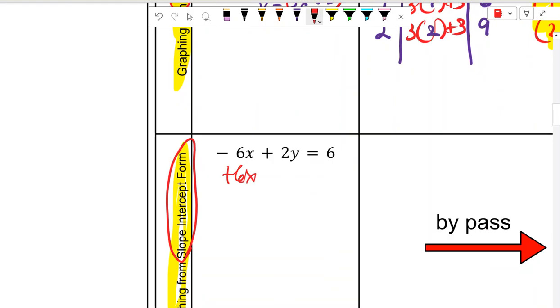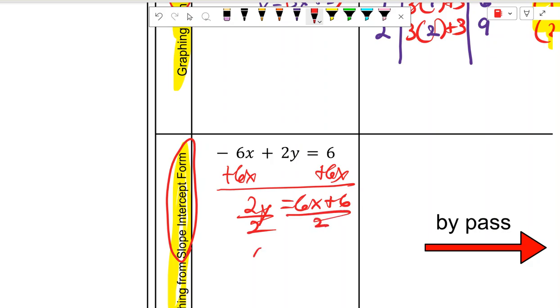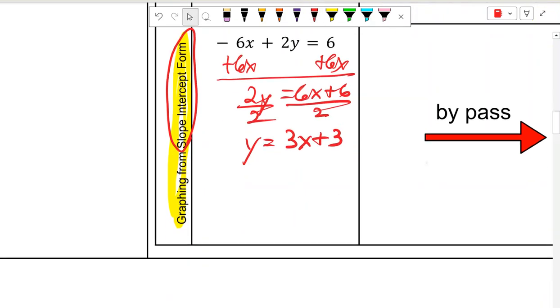We'll add 6x. 2y is equal to 6x plus 6. We'll divide by 2, and y is 3x plus 3. We're ready. Now let's talk about this for a second.